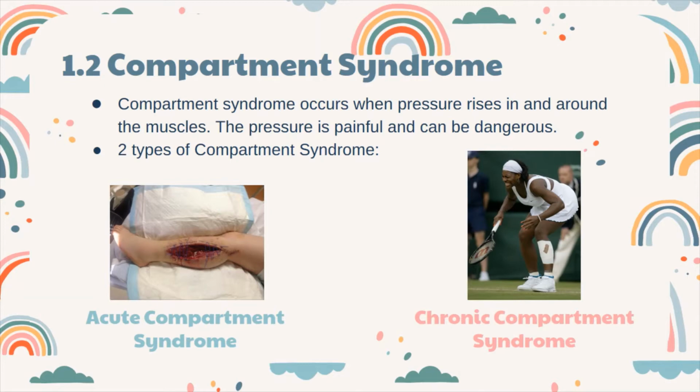There are two types of compartment syndrome. First is the acute compartment syndrome. It is usually caused by a bad injury and is a medical emergency that requires urgent treatment. This can permanently damage muscles if not treated. This can lead to disability, paralysis, or even death.